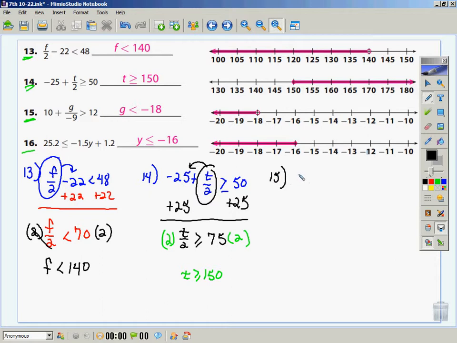Number 15. 10 plus g over negative 9 greater than 12.